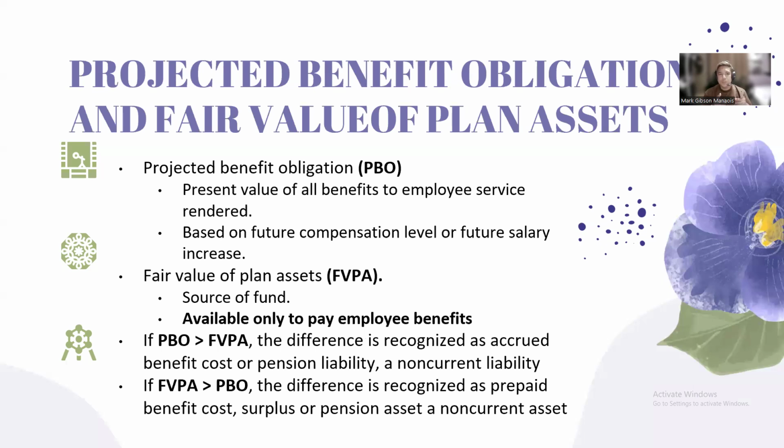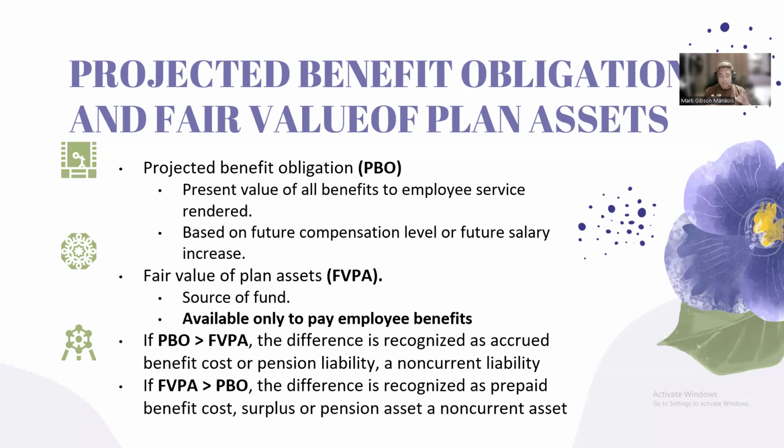Okay, now let's go over the projected benefit obligation and the fair value of plan assets. PBO, or the projected benefit obligation, is the present value of all benefits to employee service rendered. This is based on future compensation level or future increase. On the other hand, fair value of plan assets is the source of fund. This is available only to pay employee benefits.